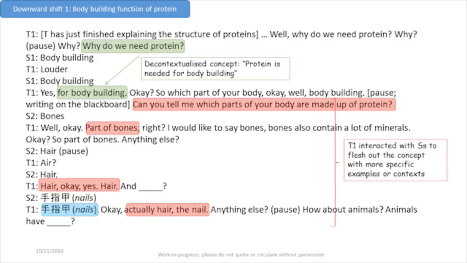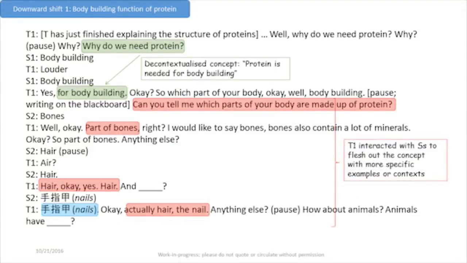So one student says, bodybuilding. Louder, bodybuilding. Yes, for bodybuilding. Okay, so which part of your body? Okay, well, bodybuilding. And then the teacher writes the key term bodybuilding on the blackboard. Can you tell me which parts of your body are made up of protein? You can see this is the downward movement now, trying to connect this key concept to concrete body parts.